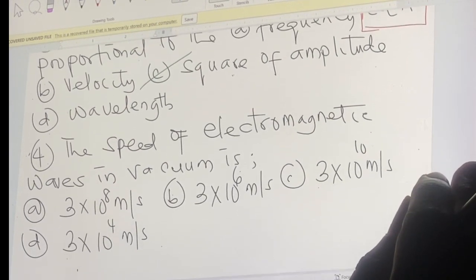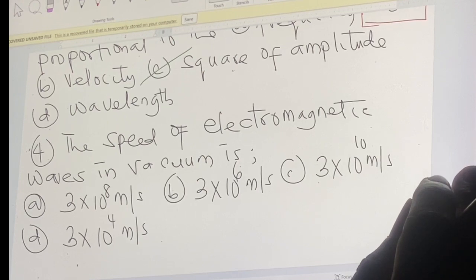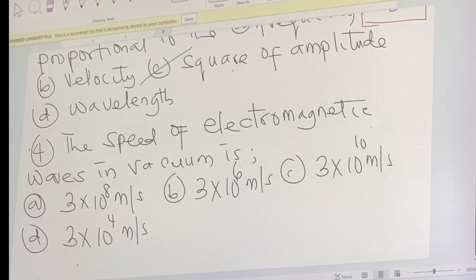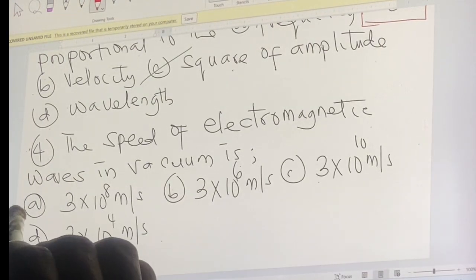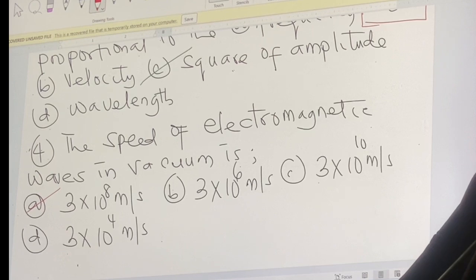Question 4 here, they say the speed of electromagnetic waves in vacuum is. Now that means the speed of light. The speed of light is 3 times 10 to the power of 8. That is this here. Please take note. So let's take the next one here.